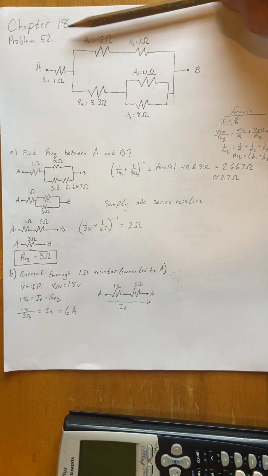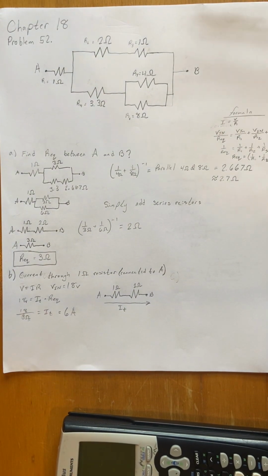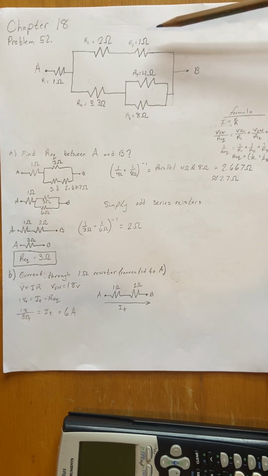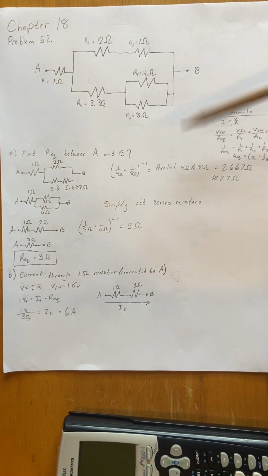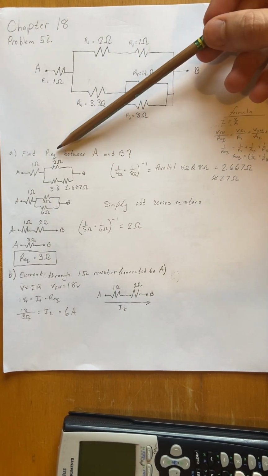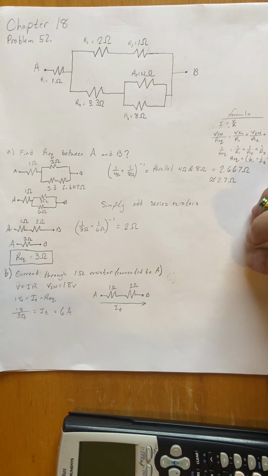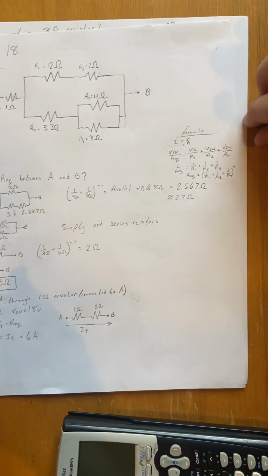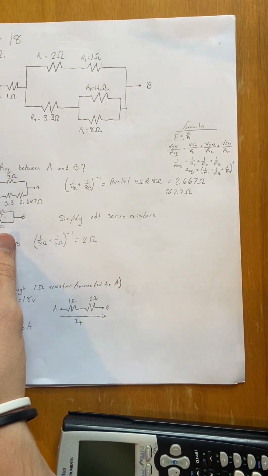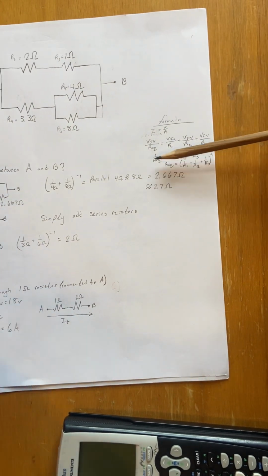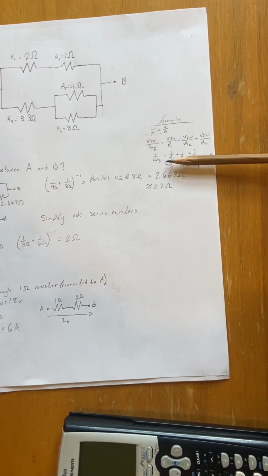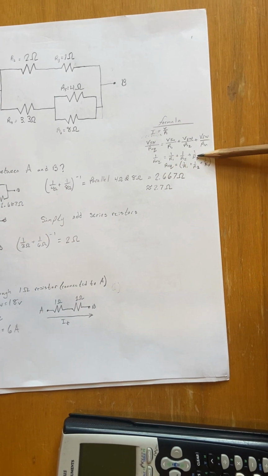This is problem 52 from chapter 18, and we are asked to analyze this series and parallel combination circuit. The first question asks to find the equivalent resistance between point A and B. And to do that, we use Kirchhoff's current law to create a formula to solve for our equivalent of parallel resistors.